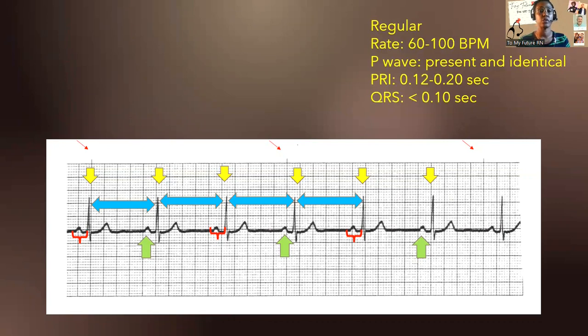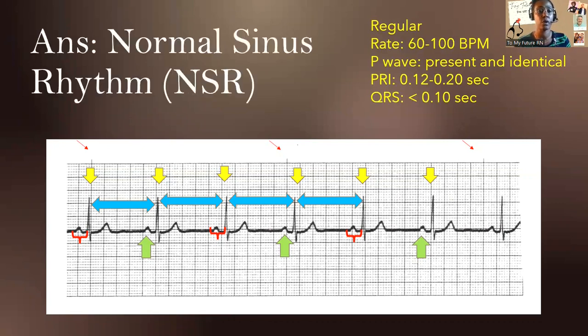So now let's look at our QRS complex. The QRS complex is half a box to about 1 box, which is 0.04. So that's normal. So our answer for this rhythm strip is normal sinus rhythm. We want to know what normal looks like.